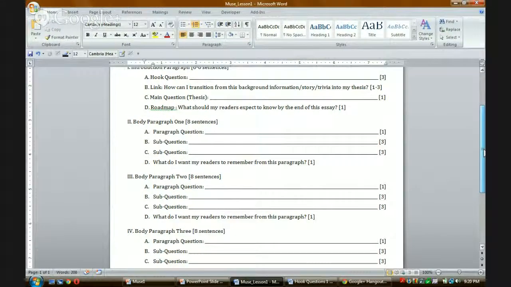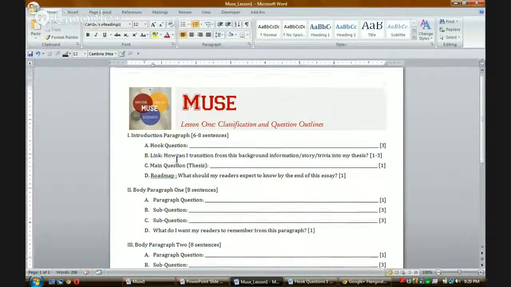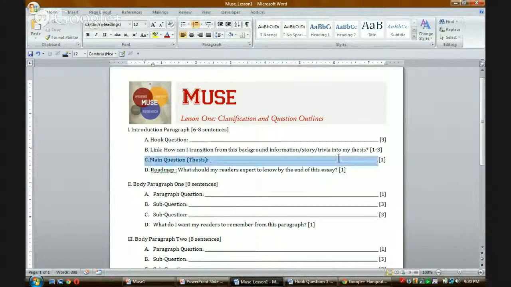So this looks kind of complicated, but it actually isn't as complicated as it looks. Remember, a question outline is simply like a big chart of questions that will help us organize our thoughts, organize our research. So let's go ahead and start with the introduction paragraph. And let's jump to line C. See how it says main question thesis. So what is the main question we are trying to answer in this essay? Do you remember?